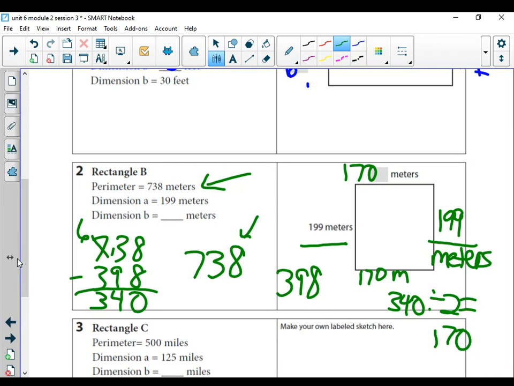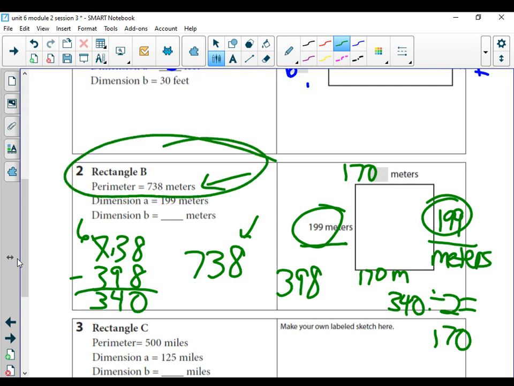170 plus 170 is 340, plus another 398 from this and this. And we, in fact, did it. We got the perimeter 738. Beautiful. Now you're going to work through the rest on your own.